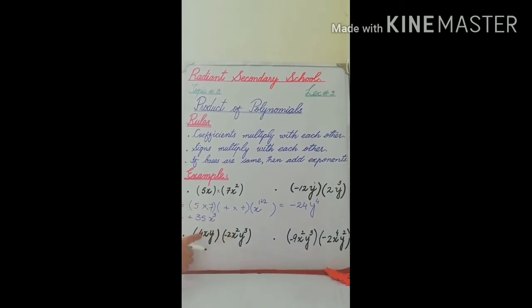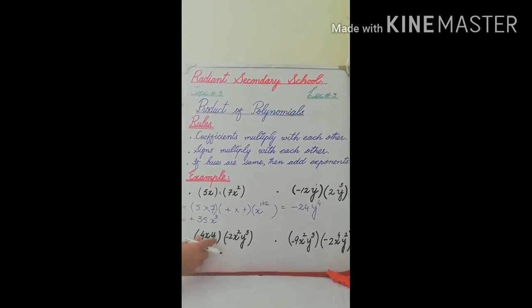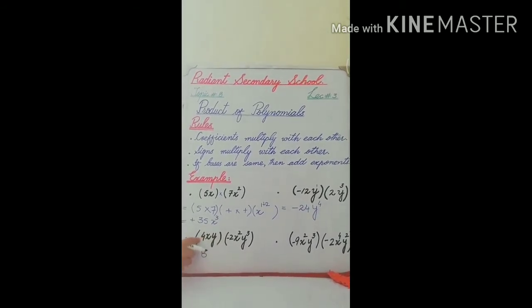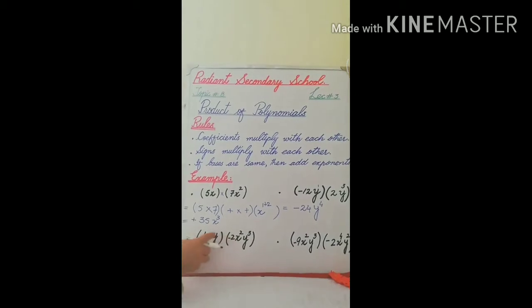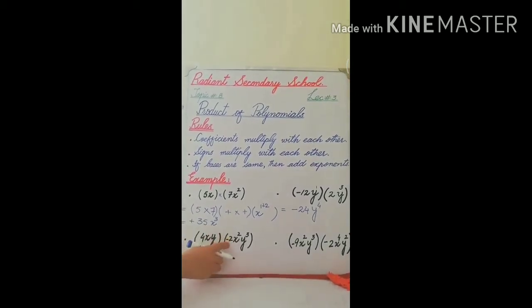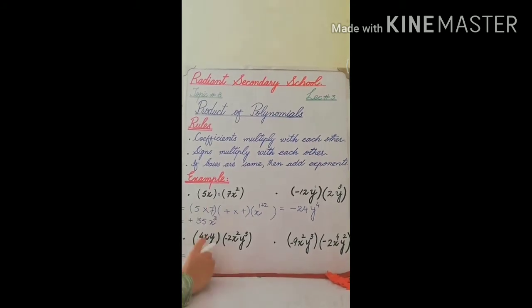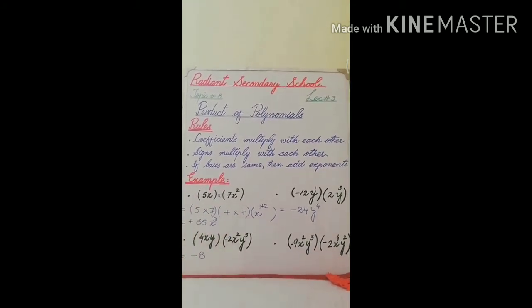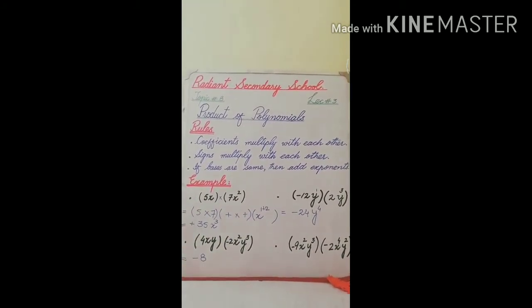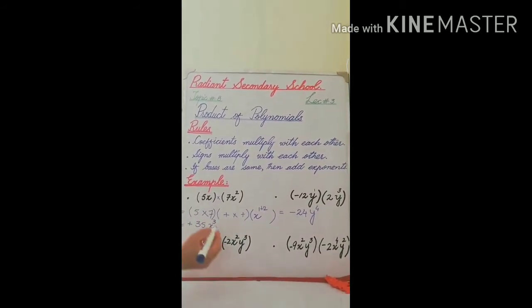Multiply the coefficients with each other. 4 2s are 8. This bracket has a plus sign, this bracket has a minus sign. So plus multiplied with minus, the answer will be minus. Now there are two variables used in both brackets. Now we have to collect the same bases.